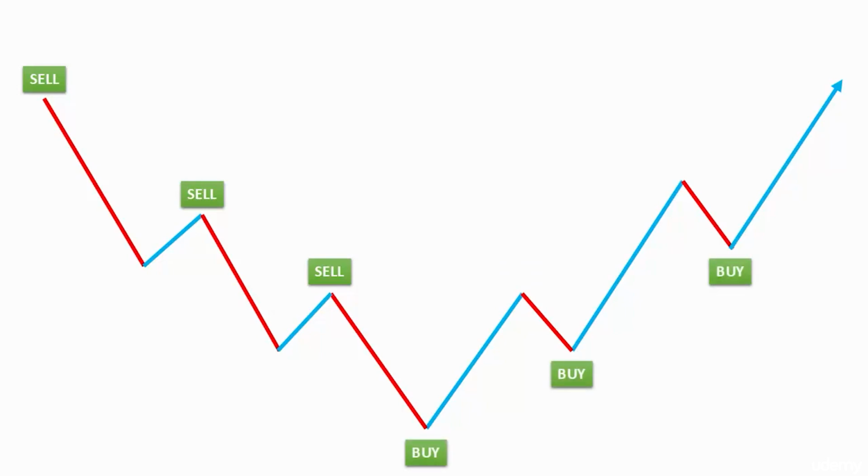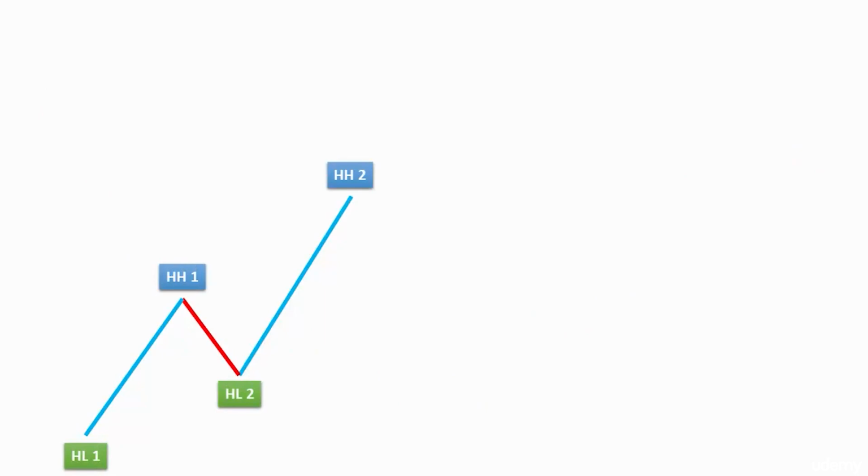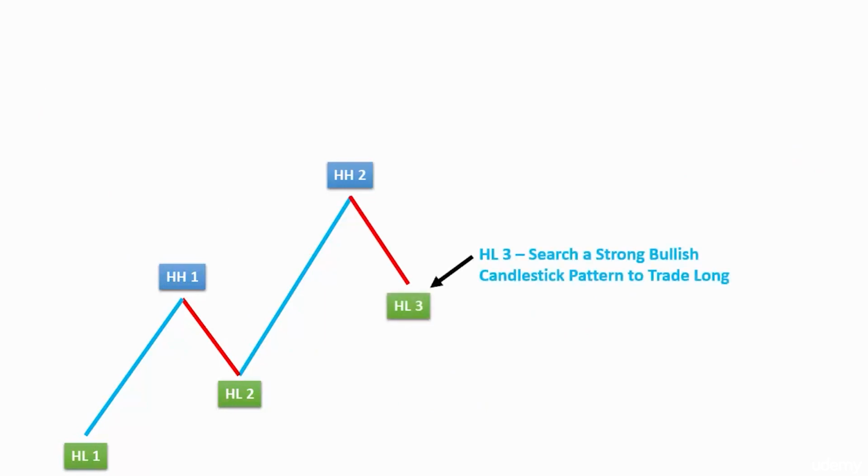You already know that when an uptrend forms, we wait for 2 back-to-back higher highs and higher lows for the confirmation of that uptrend. And after we get the confirmation, we wait for the third higher low to form and search for a strong bullish candlestick pattern at that higher low level to trigger the first long trade entry, since the third higher low level is the first trading point of an uptrend. Then the upcoming higher lows are the next trading points.